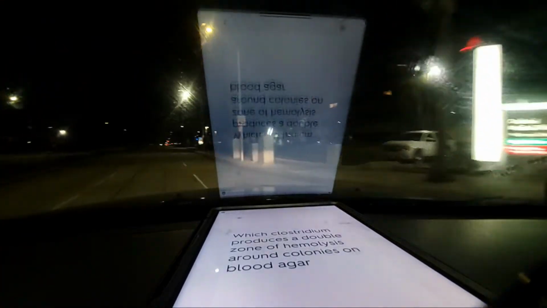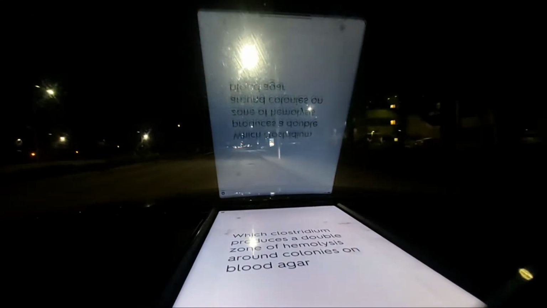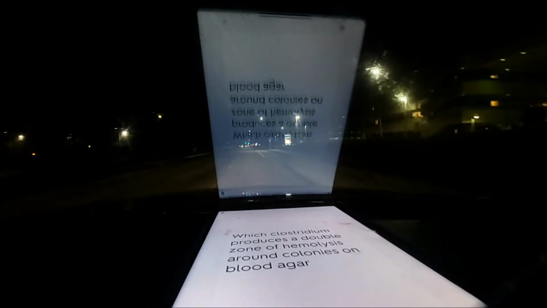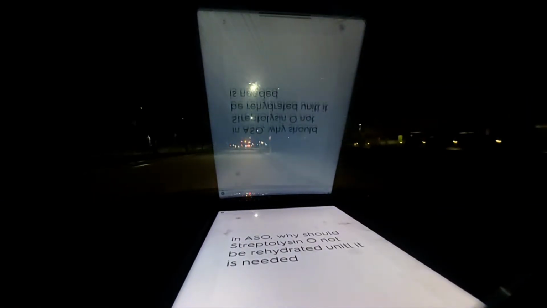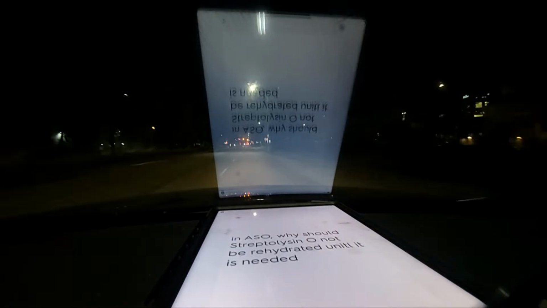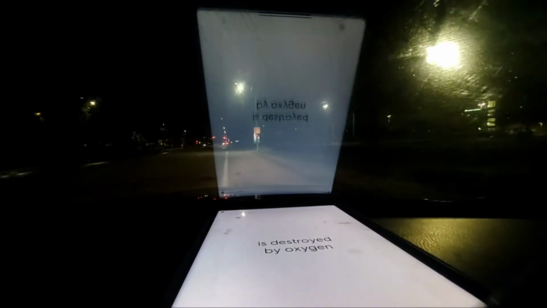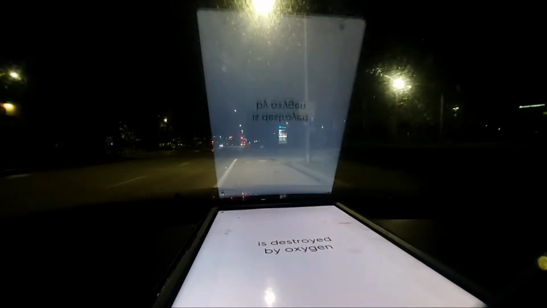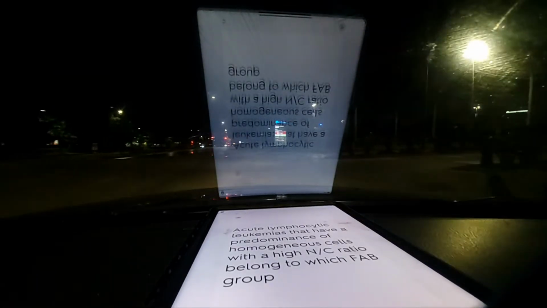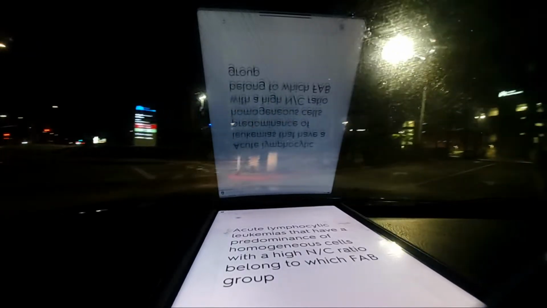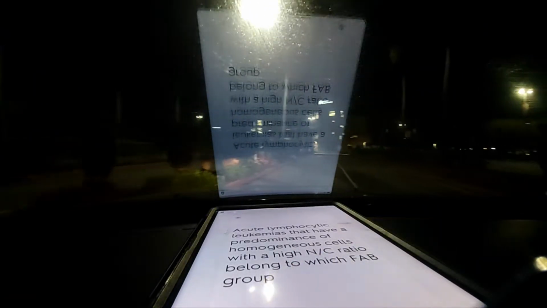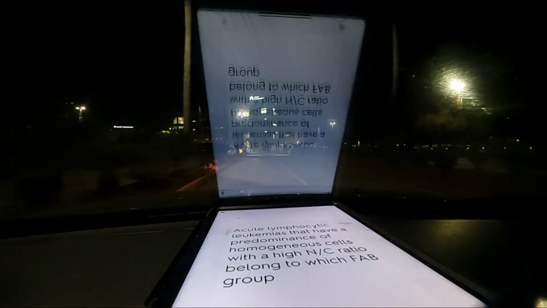Which Clostridium produces a double zone of hemolysis around colonies on blood agar? C. perfringens. In ASO, why should streptolysin not be rehydrated until it is needed? It is destroyed by oxygen. Acute lymphocytic leukemias that have a predominance of homogeneous cells with a high N:C ratio belong to which FAB group? L1.